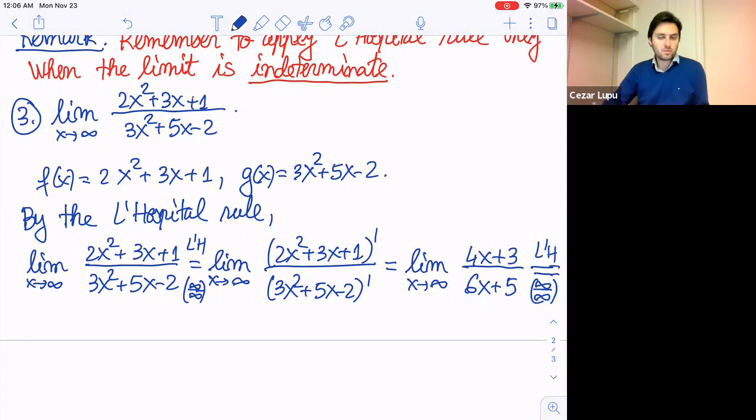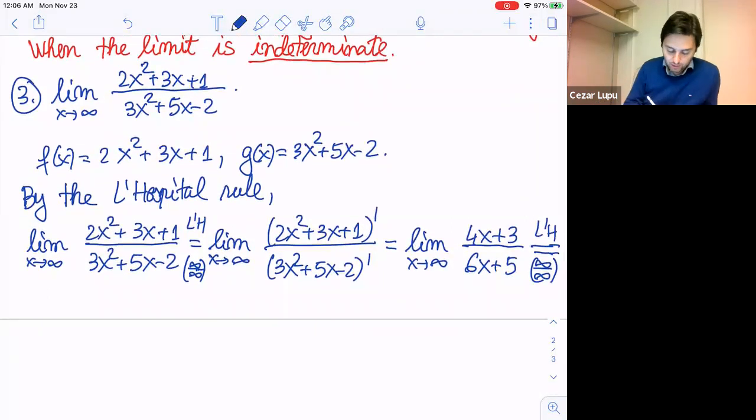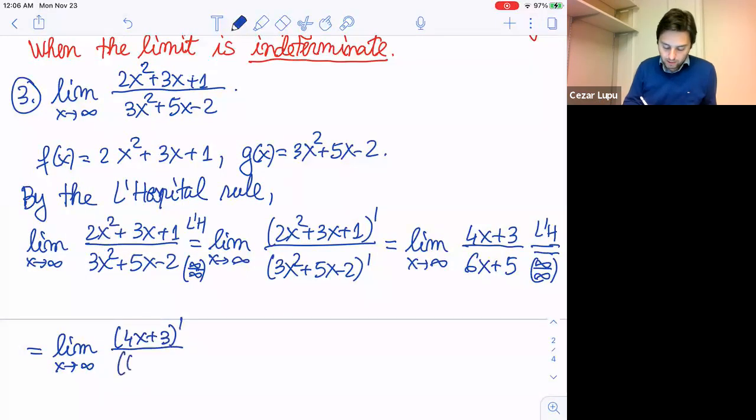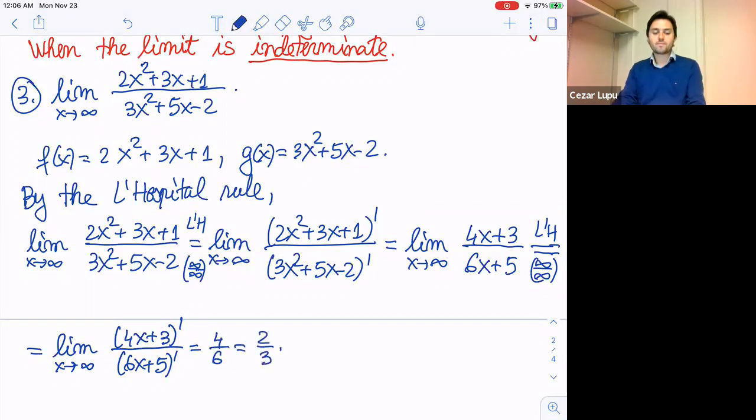The two functions are still differentiable. And this would give us the limit as x approaches infinity of 4x plus 3 prime over 6x plus 5 prime. And in fact, I can write the answer directly. It's 4 over 6, which is 2 over 3, and that's it. Right? Okay, so that was the third example.